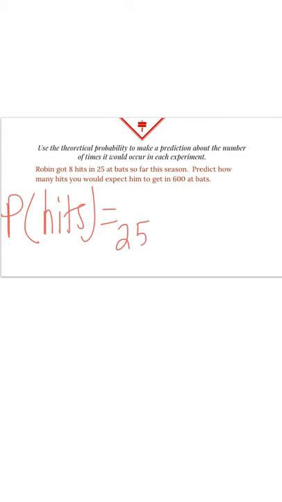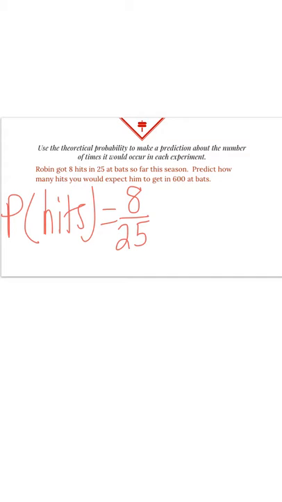Again, use the theoretical probability to make a prediction about the number of times it would occur in this experiment. Robin got 8 hits in 25 at-bats so far this season. Predict how many hits you would expect him to get in 600 at-bats. So first, we're going to look at the probability of hits. When you look at what we had so far in the data, we had 25 total at-bats, or times that Robin was at bat. Then, out of those 25 times, Robin had 8 hits.